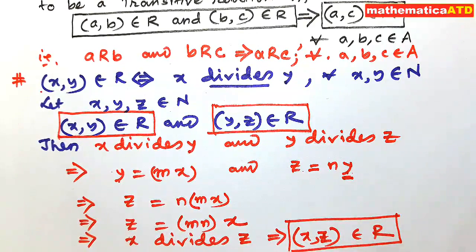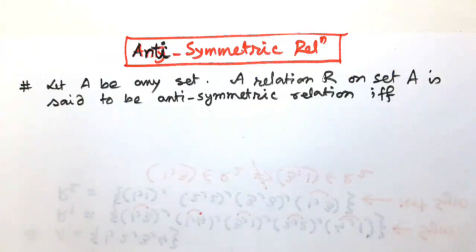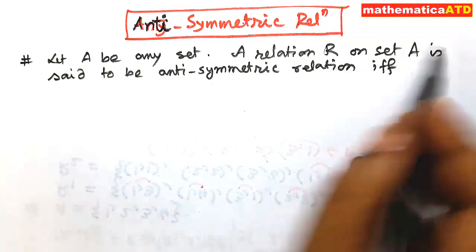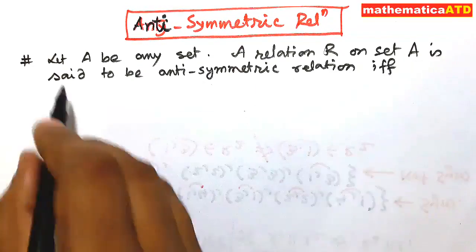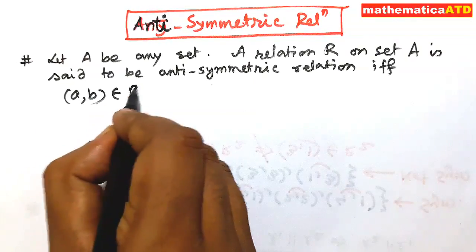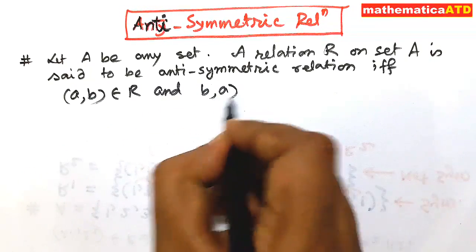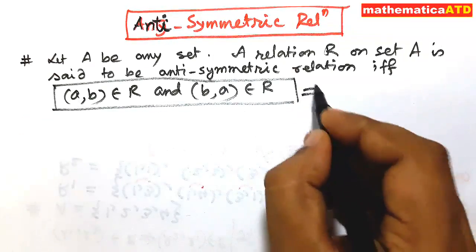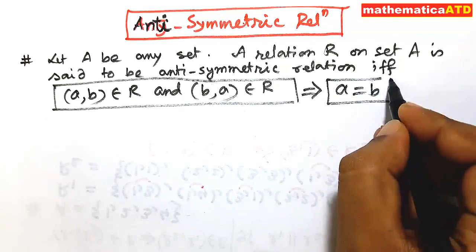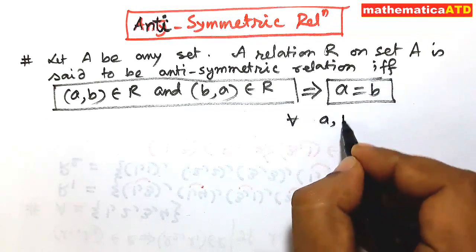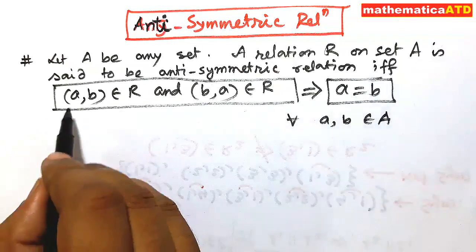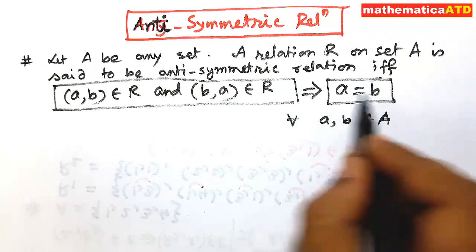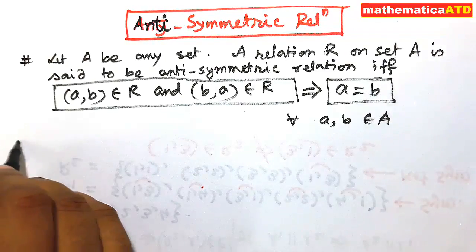So now we shall find what an antisymmetric relation is. Antisymmetric relation. Let A be any set. A relation R on a set A is said to be an antisymmetric relation if and only if the ordered pair (a, b) belongs to R and the ordered pair (b, a) belongs to R, these two combined imply that a is equal to b, for all a, b belonging to the set A. Okay, a is related to b and b is related to a implies that a is equal to b. They are equal to each other. Now we want to illustrate this one.